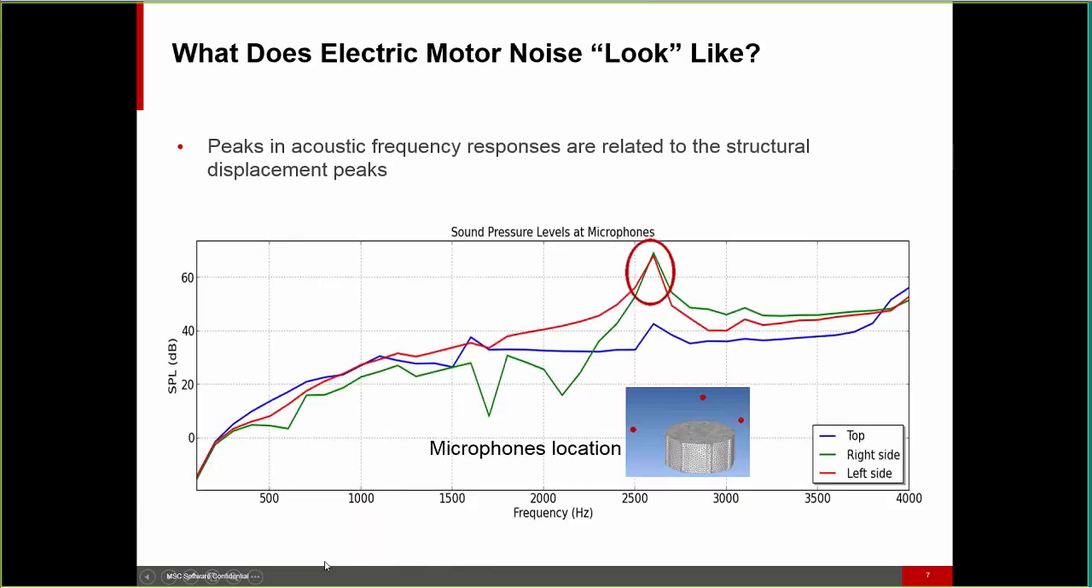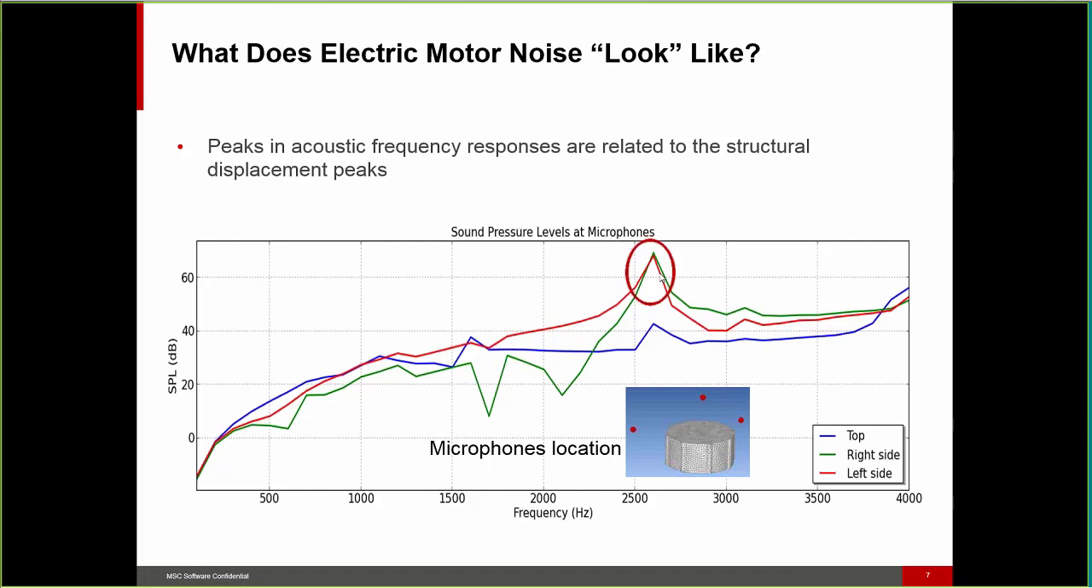What does an electric motor noise look like? Here we can see an example of the noise spectrum from a stator that is attached to a housing. We can see some peaks here, and in this example we have a major peak around 2600 Hertz. The peaks that we see here can be correlated to the structural displacement of the stator housing system.